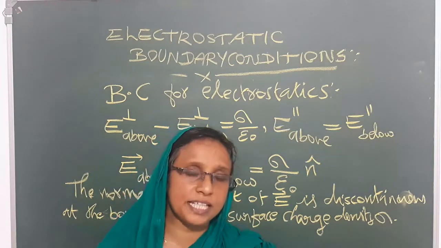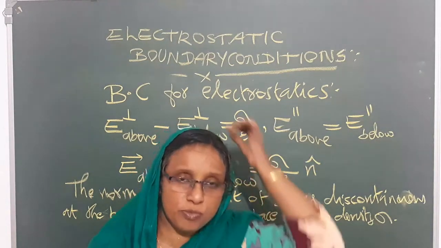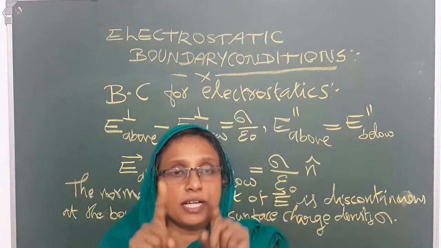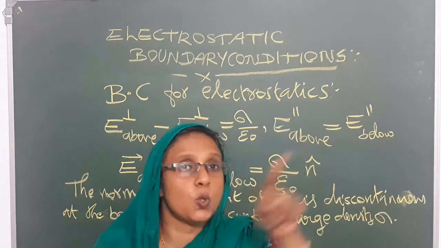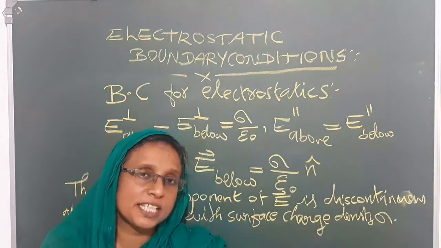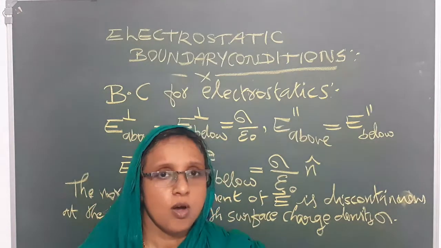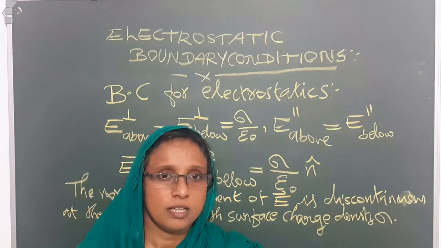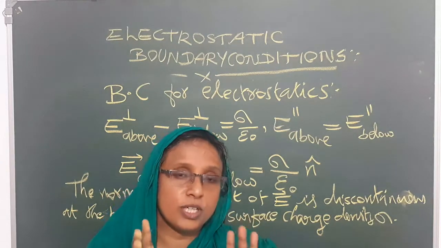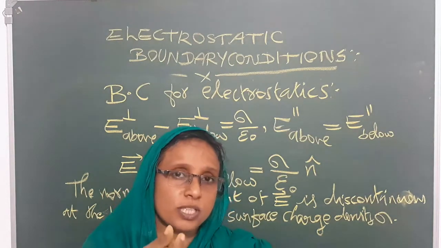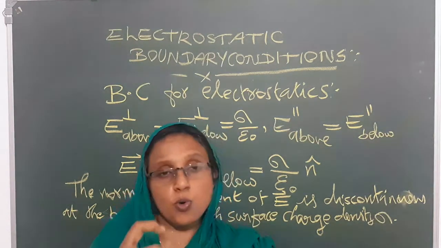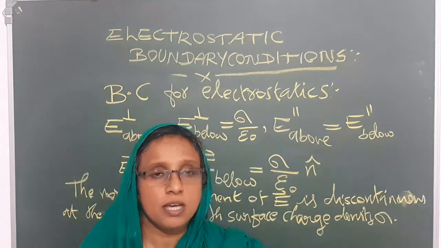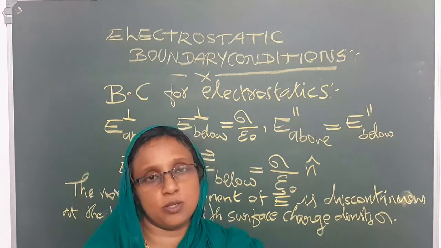So for that we assume a thin boundary, because we want to find out what happens to the electric field when it crosses a boundary. So we assume a very thin boundary of thickness epsilon, and use a pillbox whose thickness is epsilon.